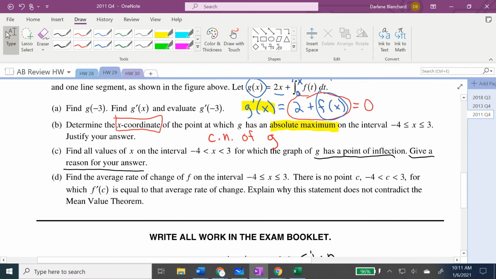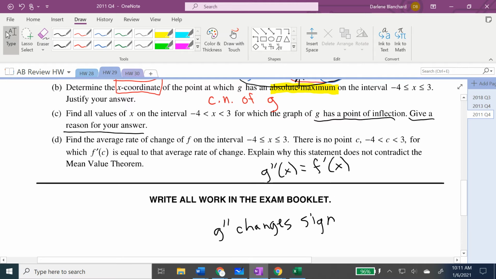Now, I don't have G double prime. I so far do have G prime. So I'm going to use that and take the derivative to get G double prime. Derivative of 2 is 0 plus, and then derivative of f of x is f prime of x. So now I know that I'm looking at f prime of x changing sign.